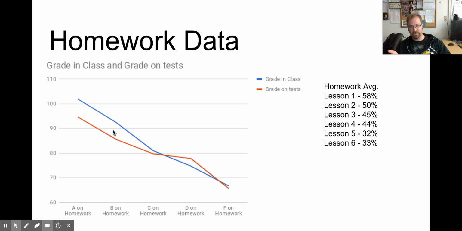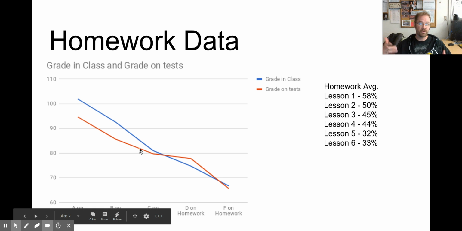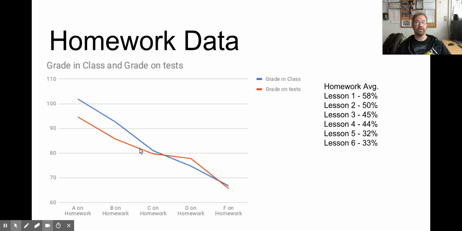Kids that have a B average on homework throughout the semester have an average grade in the class of like a 95, and then the test average is like an 85. You can kind of see the pattern, right? You have a C average on homework, your grade in the class is here, your test average is here, D, you're over here. So obviously it goes together. The better you do on the homework, or practice, as I call it, the better you do in the class.